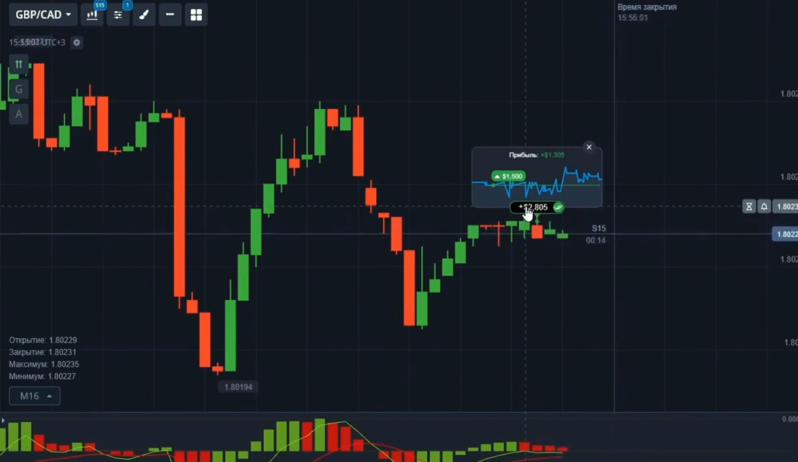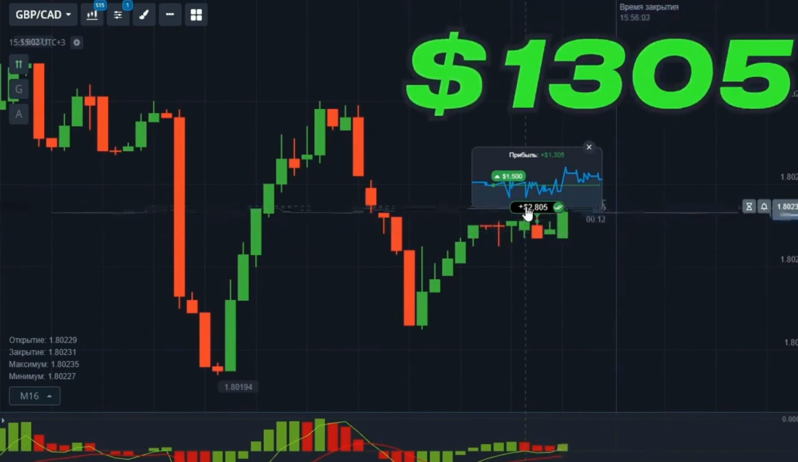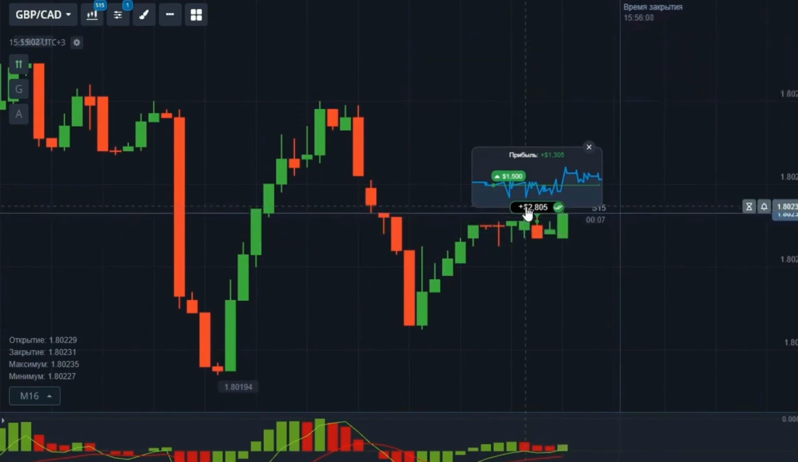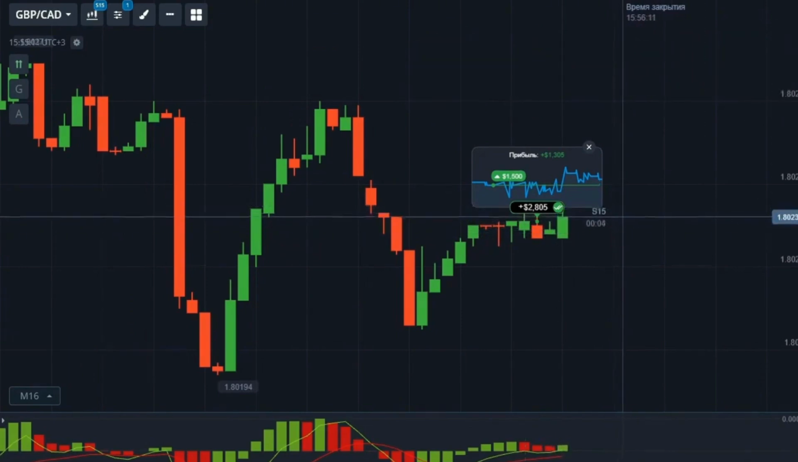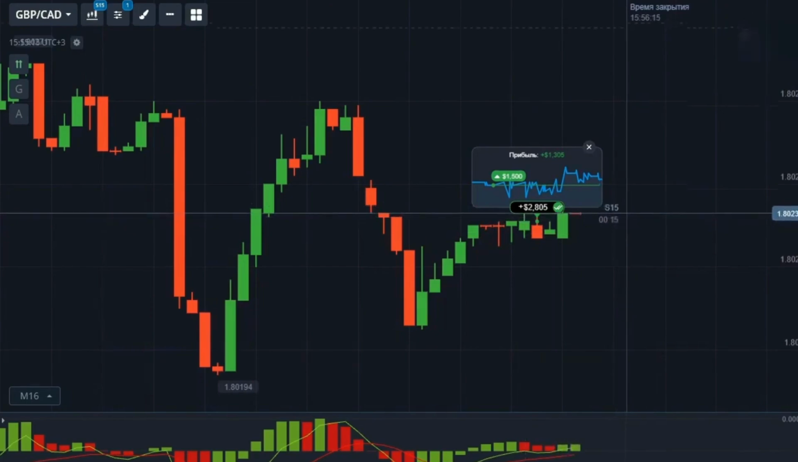Meanwhile, this trade is bringing me $1,300. My balance is already at $16,700. As you can see, I'm already close to my goal. I've earned about $4,000 and I've been opening trades at roughly 10% of my deposit.